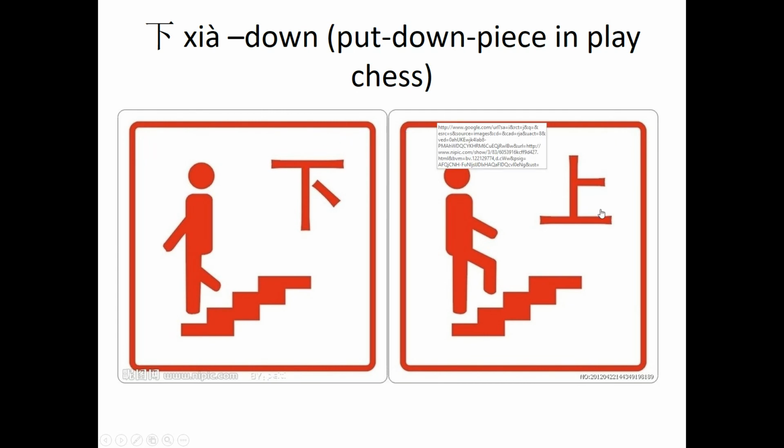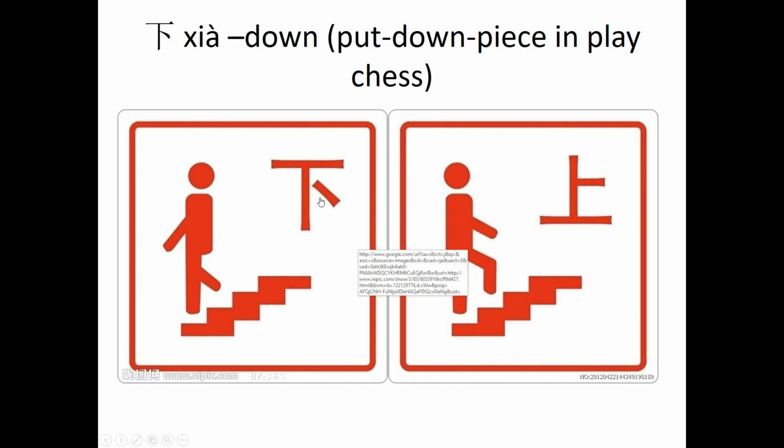Xia and Shang we've seen before in xia ge xingqi and shang ge xingqi, but to review them, this one means below because you have a long line and then a little line underneath it. And then Shang means above because you have your horizon and then there's something above the horizon.